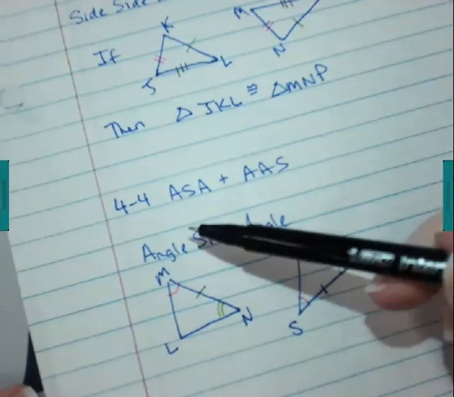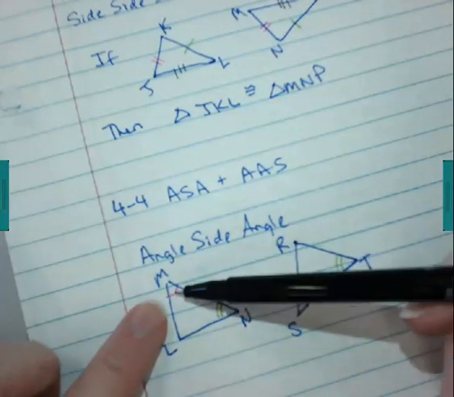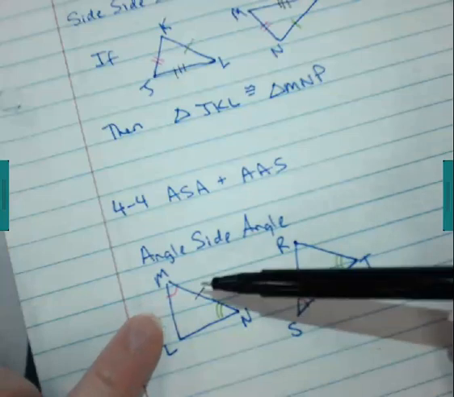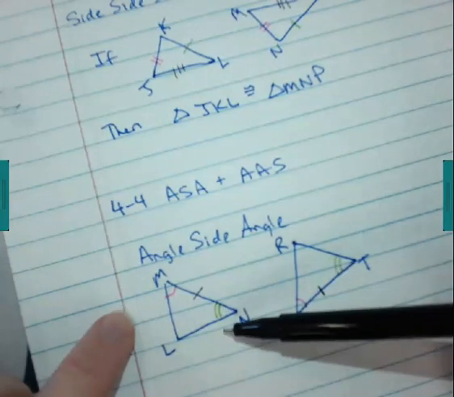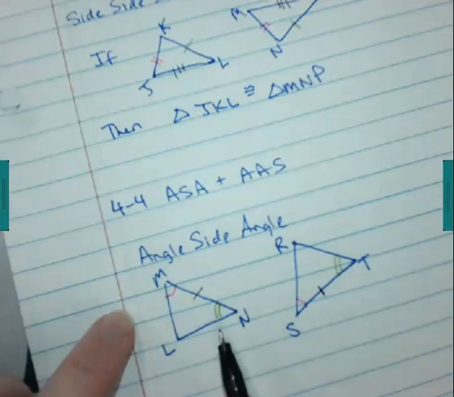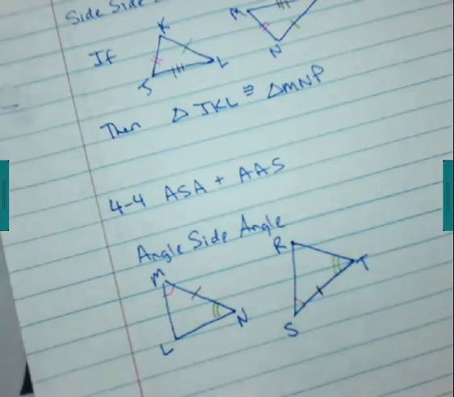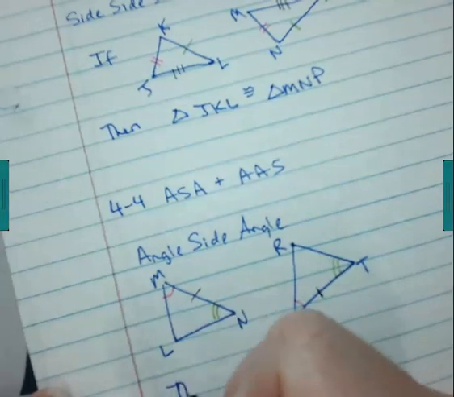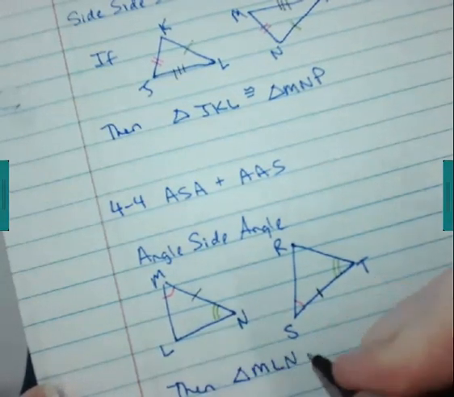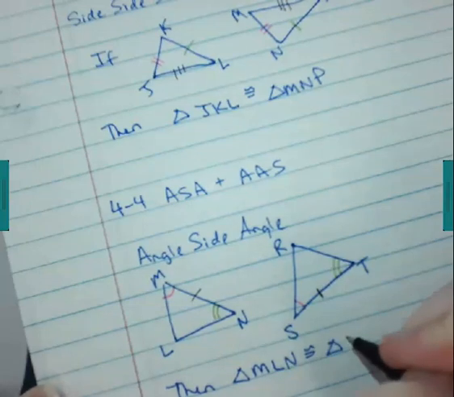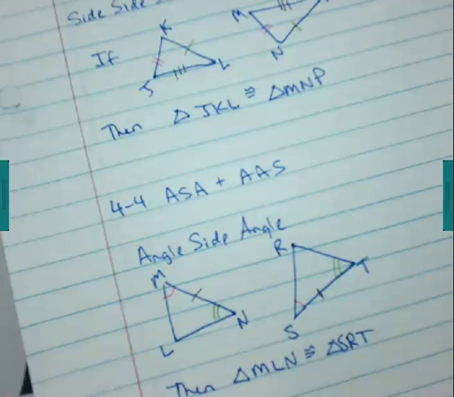So now when I look at this, the names of the theorems lead you through what they mean. So I've got an angle, so these two angles are congruent. The sides in between these angles are congruent, and then these two angles are congruent. So we've got angle, side, angle is congruent to angle, side, angle. And if that is the case, then we say triangle MLN is congruent to triangle SRT. Okay, and that's our third theorem.